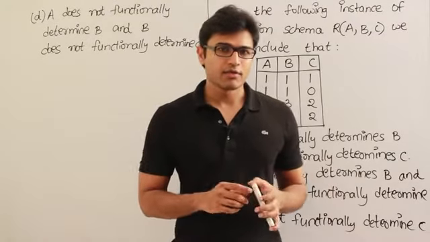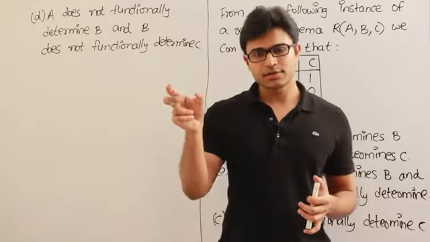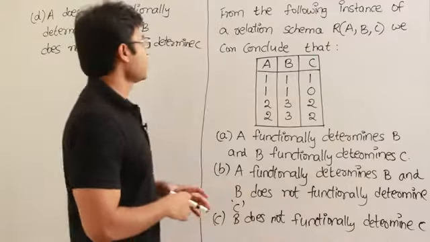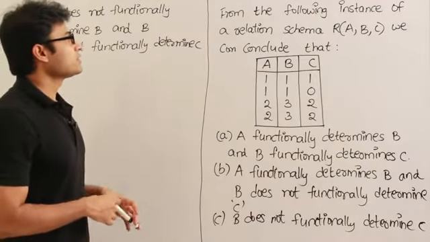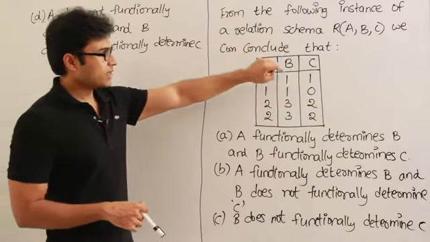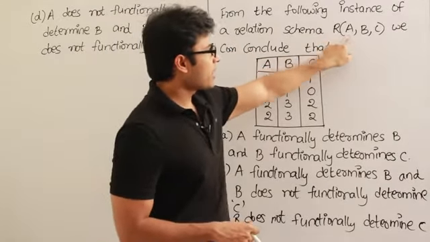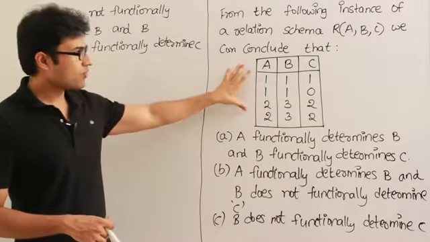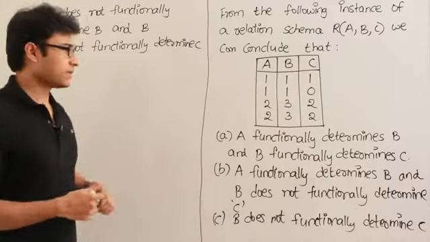It is not that we generally derive functional dependencies from the instances of the relations, right? So now just watch it. From the following instance of the relation schema R(ABC), which means they are saying there is a table with name R and attributes ABC, we can conclude that. So from this, what can you conclude? That is what they are asking, right?